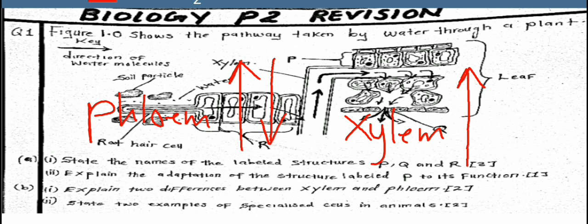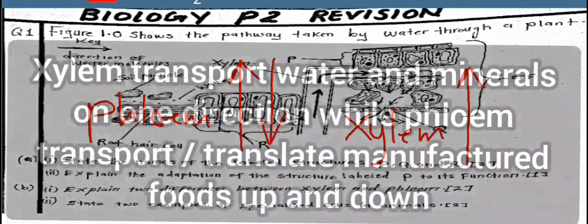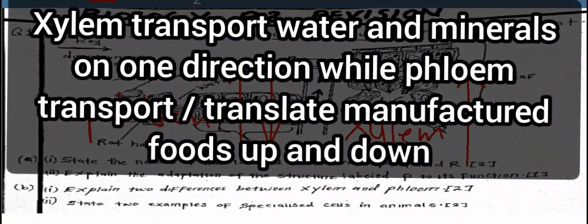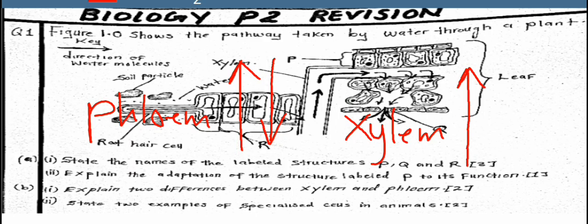So we are going to say xylem transports water molecules and mineral salts in one direction, while phloem transports or translocates manufactured foods up and down, depending on where the storage organ is located. So those are the differences between the xylem and the phloem. And usually the xylem and the phloem are found in the vascular bundles. And in the vascular bundles, that is where the transport system takes place. Let's see the next question.